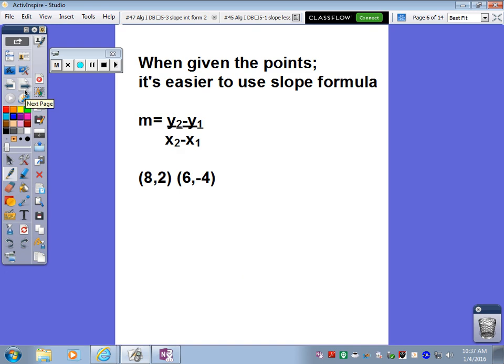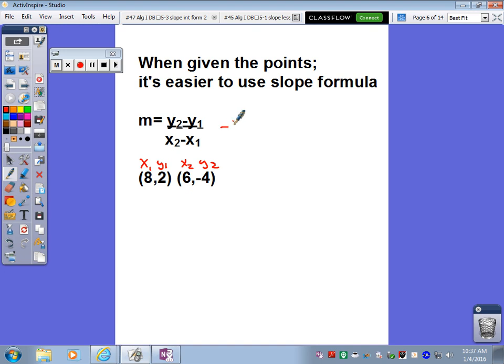Now, when you're given the points and not a graph, it's easier to use the slope formula. So please note how this is done. Here we have 2 points. The formula is m, or slope, is equal to y2 minus y1 over x2 minus x1. All those little 1s and 2s means is that this is the first point. This is x1, y1, the x-coordinate and the y-coordinate of the first point. This is the second point, x2, y2. It just helps us know where to plug in whichever number to the formula.